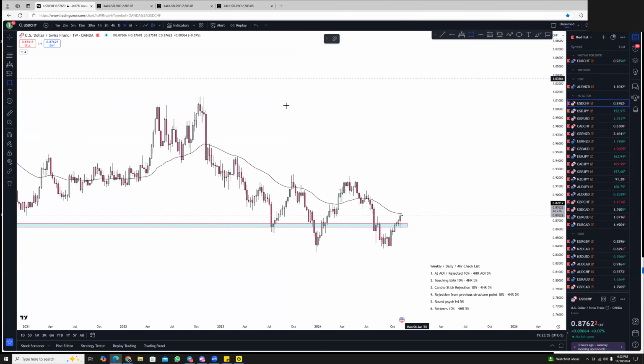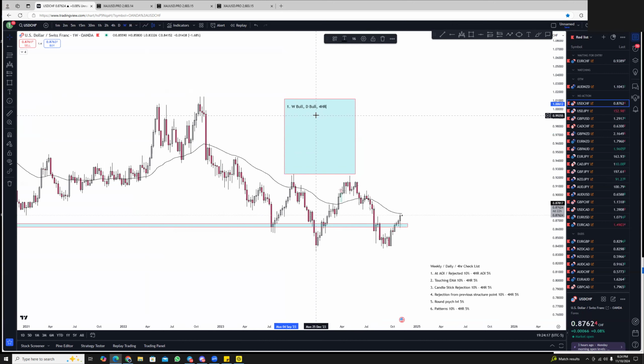So let's get our box. Remember, we said all three time frames are in sync. One, weekly is bullish. Daily is bullish. 4 hour is bullish as well, giving us a 30%. All right.